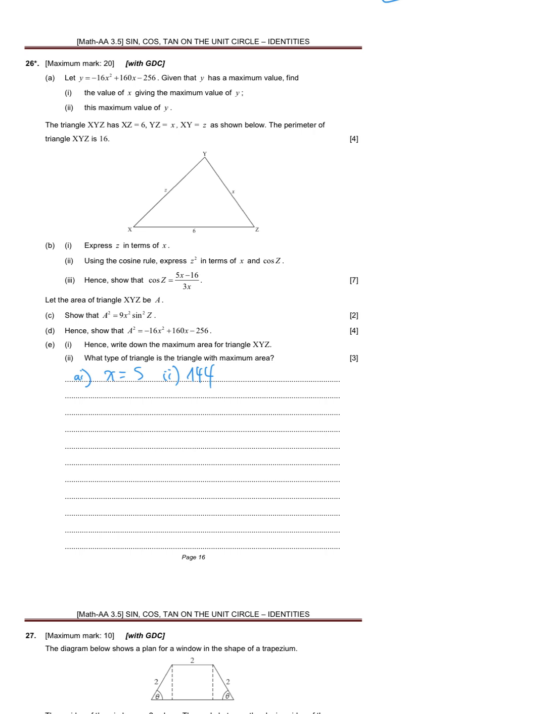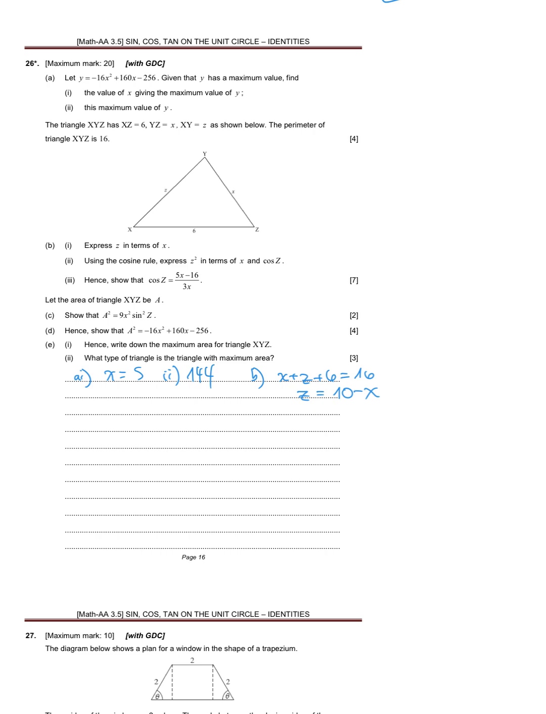So triangle, all right, express z in terms of x. So we're given the perimeter. So we have x plus z plus 6 equals 16. And we want z to equal 10 minus x.